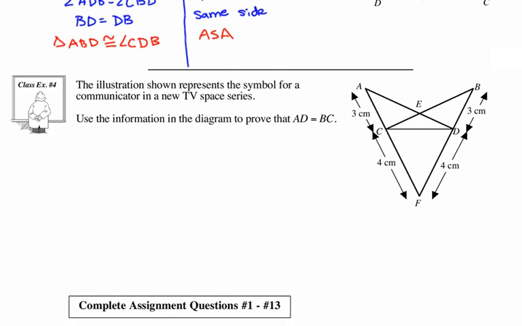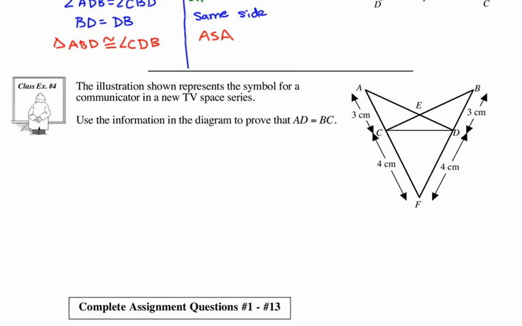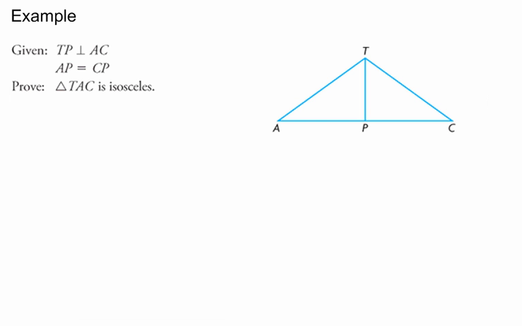Let's look at number 4. Actually, let's go to another example and come back to 4. So this example is not in your workbooks, but it's another really good example. So let's do this in class. So we have given TP is perpendicular to AC, remember, this symbol means perpendicular, meaning a 90-degree angle. So that means these are going to be 90-degree angles. Right? And AP equals CP. So they give us that AP is the same as CP.